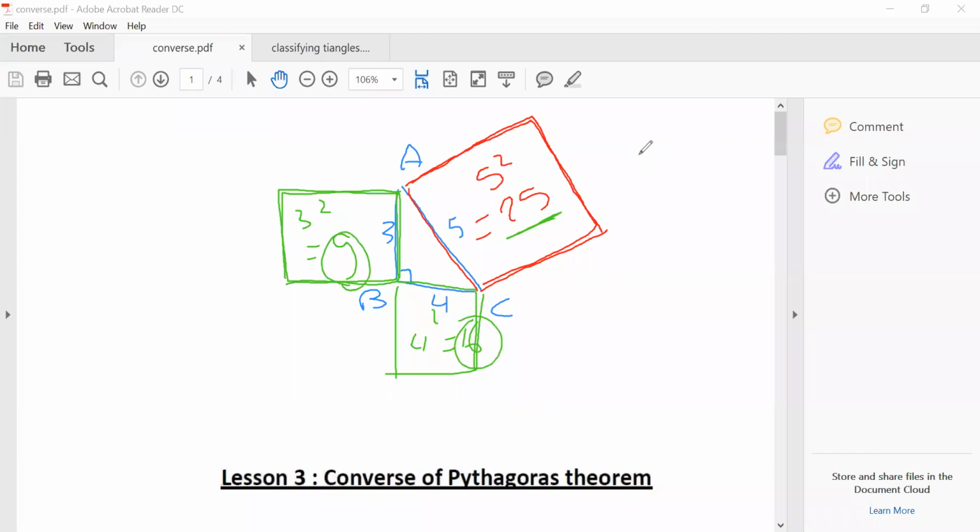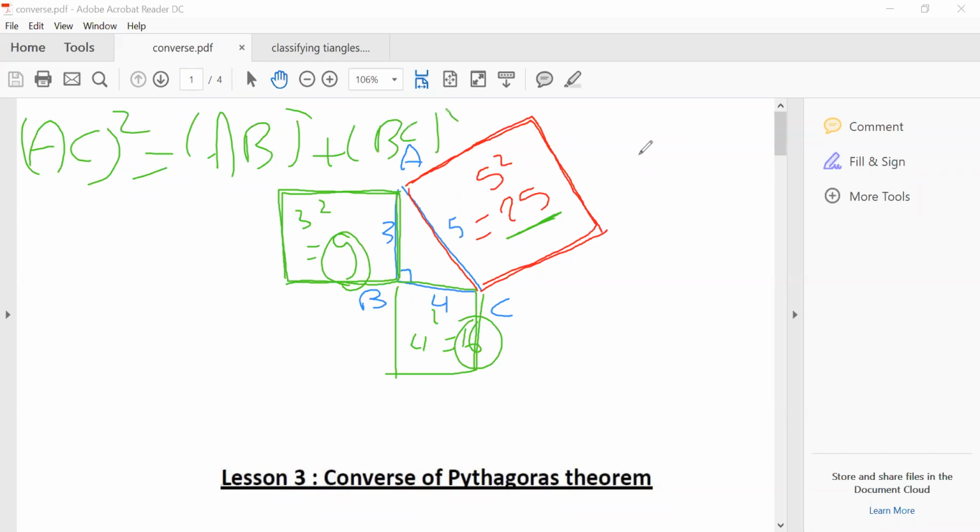So the idea of Pythagoras theorem was that the area of the square drawn on the longest side in the right angle triangle equals the sum of the areas of the other two squares drawn on the other two sides. That's why the rule in this case is AC squared equals AB squared plus BC squared. Why squared? Because the area of the square is side squared. So I will not write 5 times 5 each time. No, it is squared. Okay, this is the main idea of Pythagoras theorem.